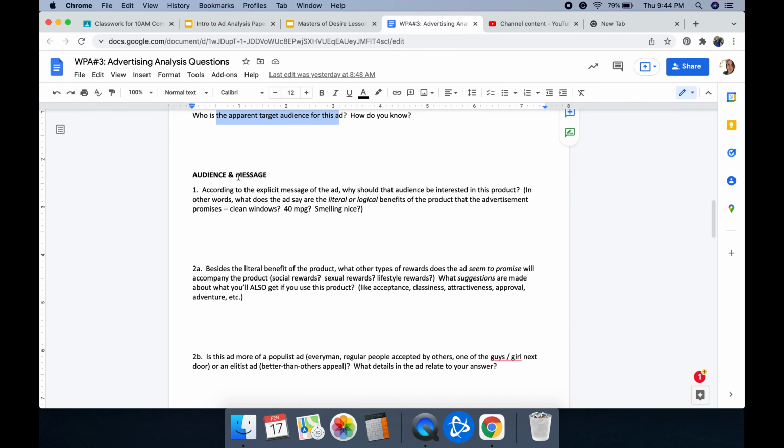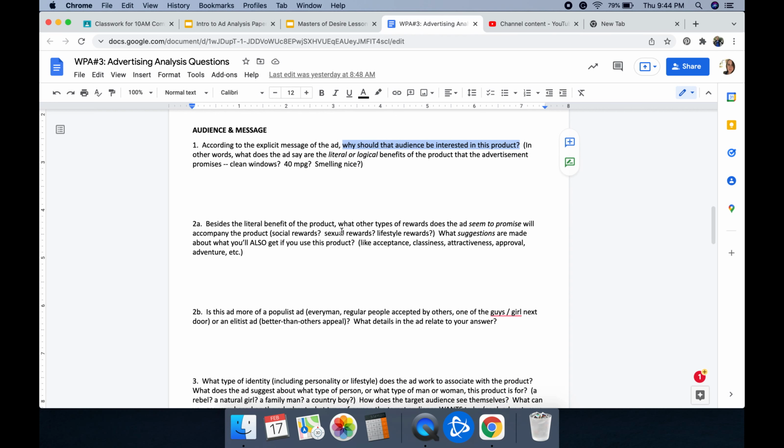So if I'm looking here on the ad analysis sheet, according to the explicit message of the ad, why should that audience be interested in the product? I would say here, the explicit message of the ad is that it's a flavorful whiskey, so the audience would be interested in the product because it tastes good, right? That's the literal sort of benefit of the product.